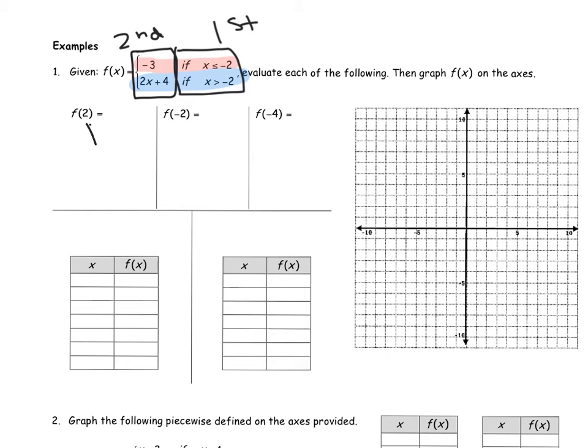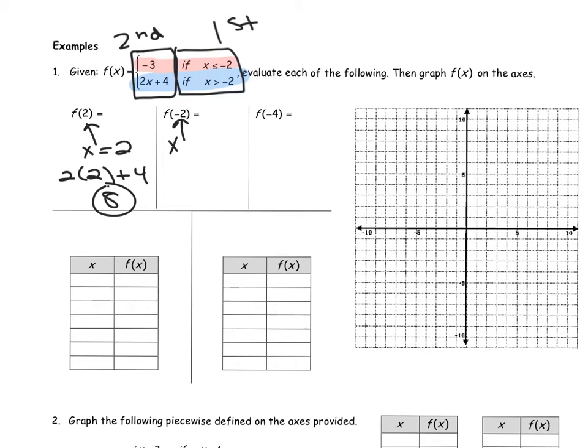So f of 2, that means x equals 2. When x equals 2, I am looking at the bottom line. So let's see. Is 2 less than or equal to negative 2? Or is 2 greater than negative 2? That means we're looking at the bottom line. 2 is greater than negative 2. So I'm plugging in 2 times 2 plus 4, which is 8. Okay, let's take a look at the next one.